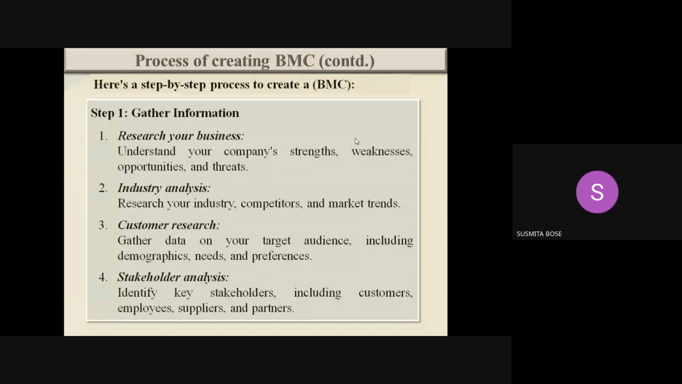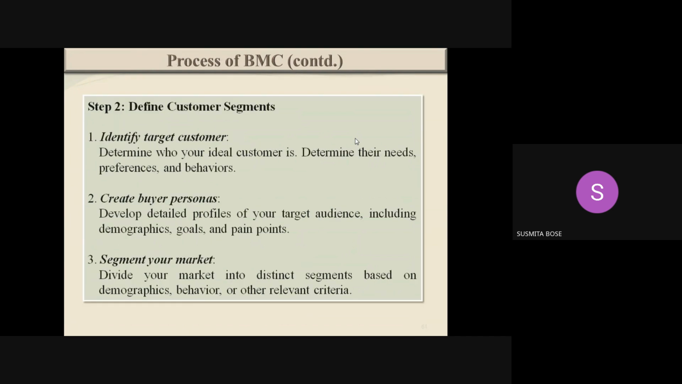Customer: gather data on your target audience, including demographics, needs, and preferences. Identify the key stakeholders, including the customers, employees, suppliers, and partners. Then define the customer segments. Who are your target customers? Determine their needs, their preferences, their behaviors. Develop detailed profiles of your target audience.